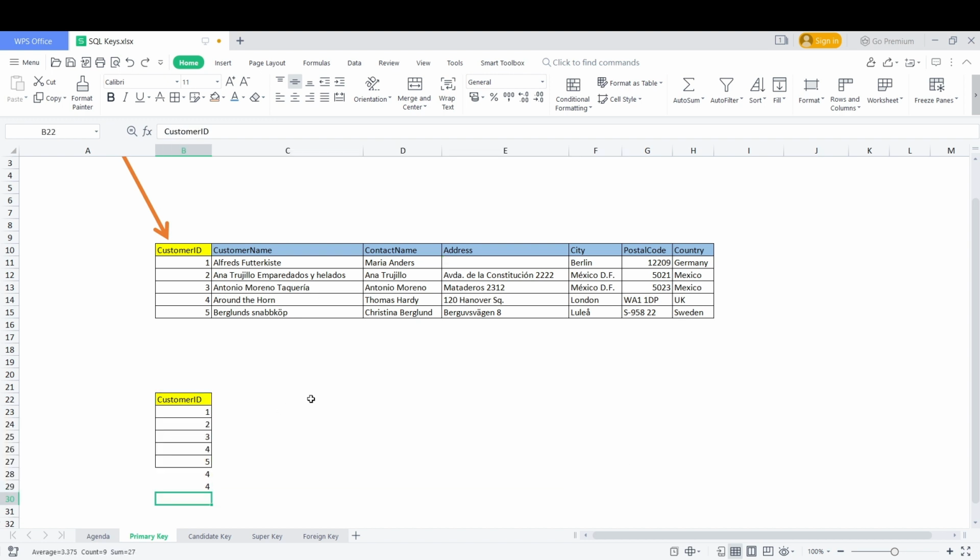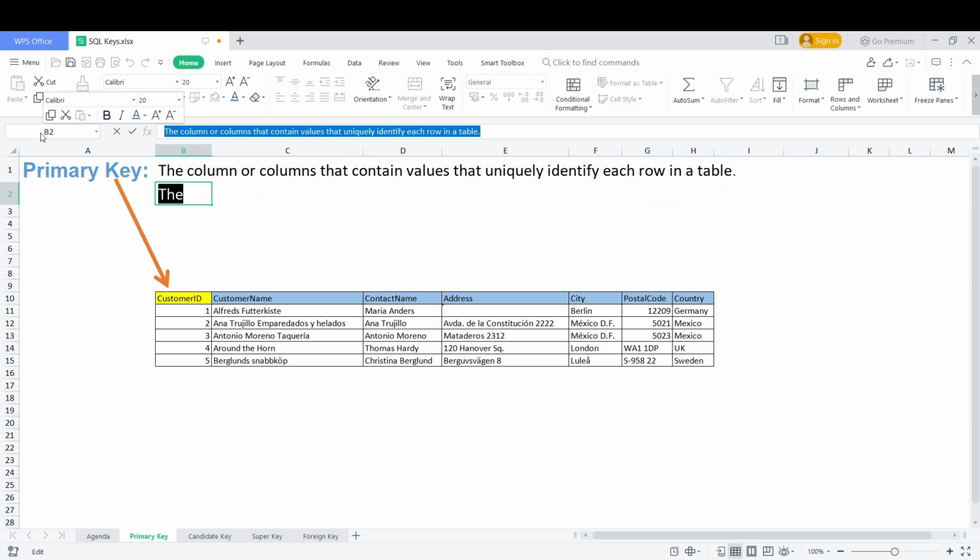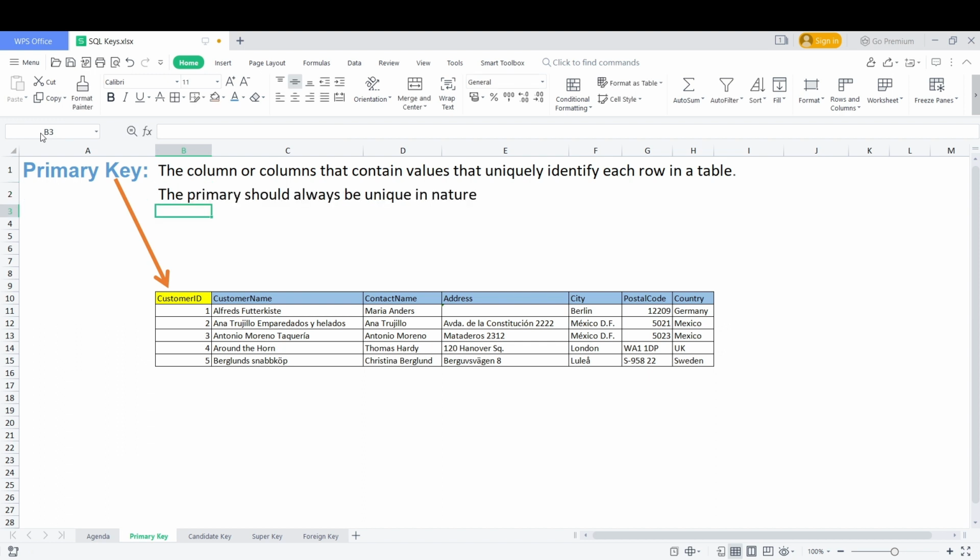So this is all about the primary key, right? So primary key, just remember it is a column or a set of columns that uniquely identify each and every row in a table. Okay, that means a primary key. Let me write it down as well. Okay, here, so I'm going to write it down. The primary key should always be unique in nature, right? So primary key should always be unique. It cannot have duplicate values. Like this one cannot be duplicated. Okay. So that is all about the primary key. And we will see why we are learning this and where we will implement this concept, right? We will see that in our later part, right?